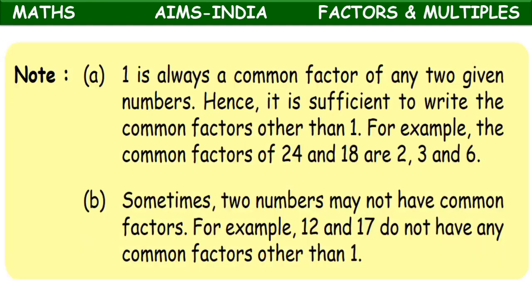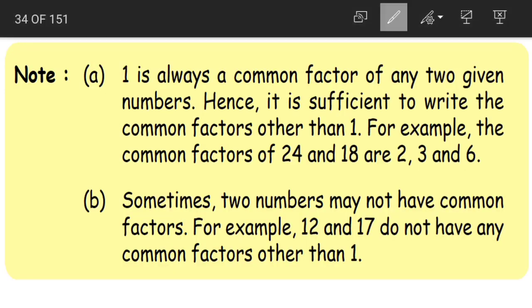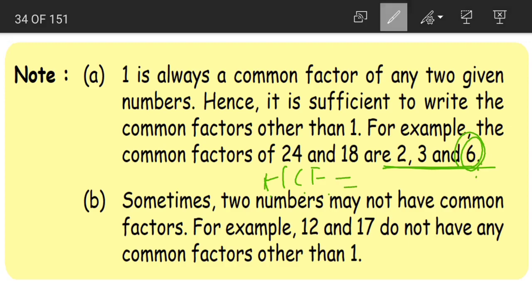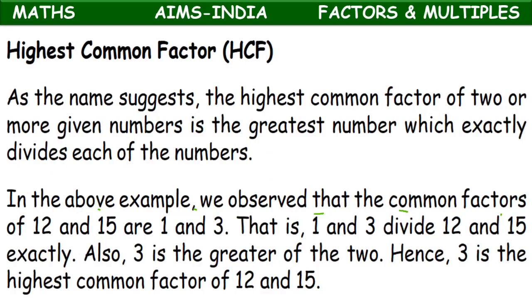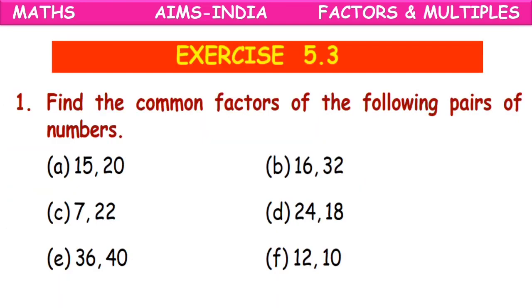Understood, children? Simply from the list of given common factors, for example, here we have 2, 3 and 6 as the common factors, which becomes our HCF? HCF means highest common factor. As 6 is the highest number here, 6 becomes our HCF. Okay, understood? The concept of HCF is very simple. Now let us conclude our class with an exercise, children.